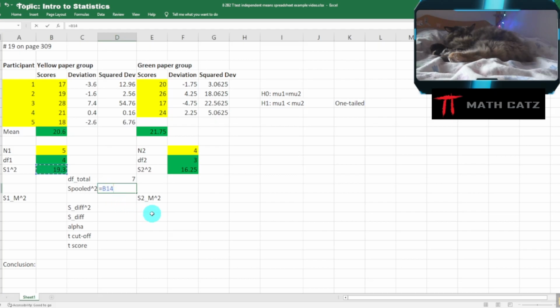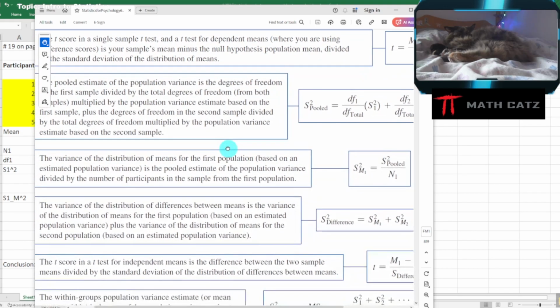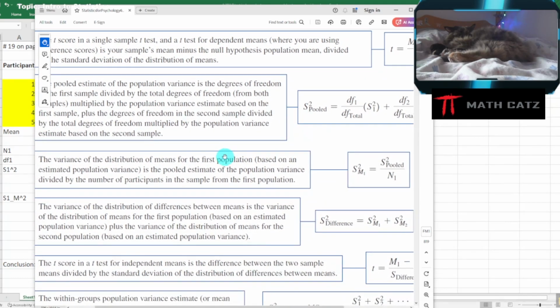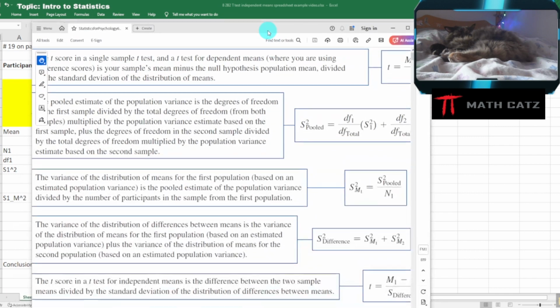We're going to take the first one and then multiply its degrees of freedom divided by the total. And I'm not copying this to anywhere, so I don't care about fixing any cells, plus the next variance times its degrees of freedom divided by the total. And we get our 17.99 in this case. Then I'm going to look at this again because there's so many formulas. You will very likely have a formula sheet, which sounds perfectly fair. So that was the pooled variance estimate.